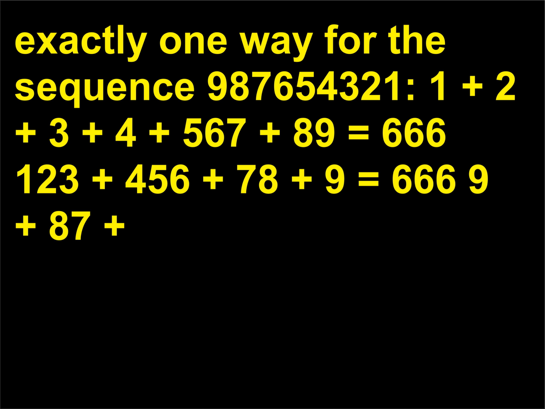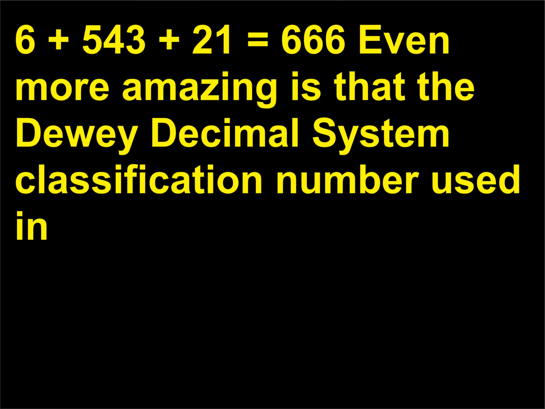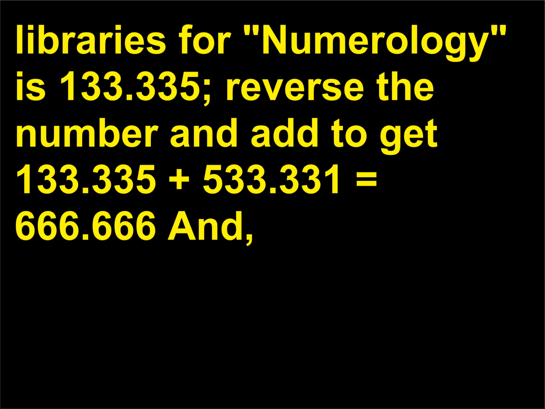9 plus 87 plus 6 plus 543 plus 21 equals 666. Even more amazing is that the Dewey Decimal System classification number used in libraries for numerology is 133.335. Reverse the number and add to get 133.335 plus 533.331 equals 666.666.